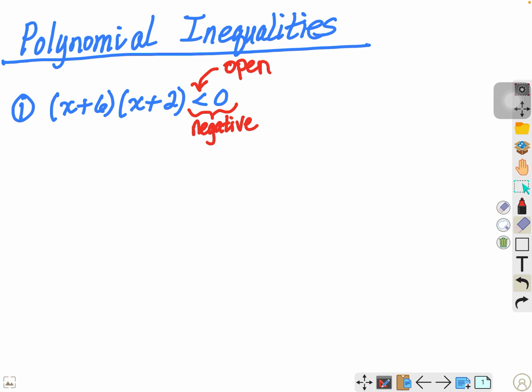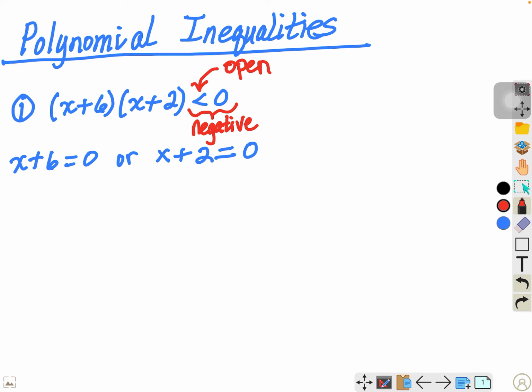So let's set each quantity equal to 0 and solve for x. So x plus 6 equal to 0, or x plus 2 equal to 0. And it doesn't matter at this point that there is no option equal to 0 in our inequality. The point is we're trying to find our critical values, so we will let them equal 0.